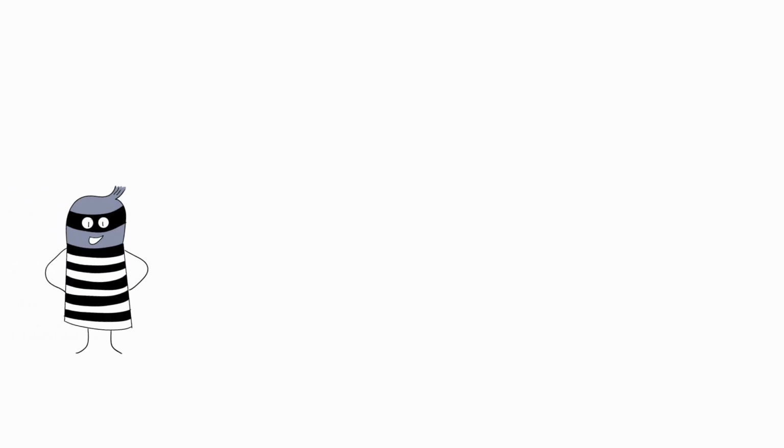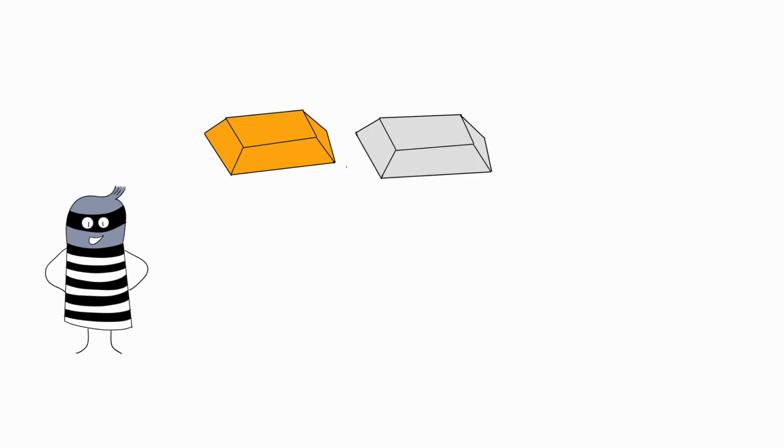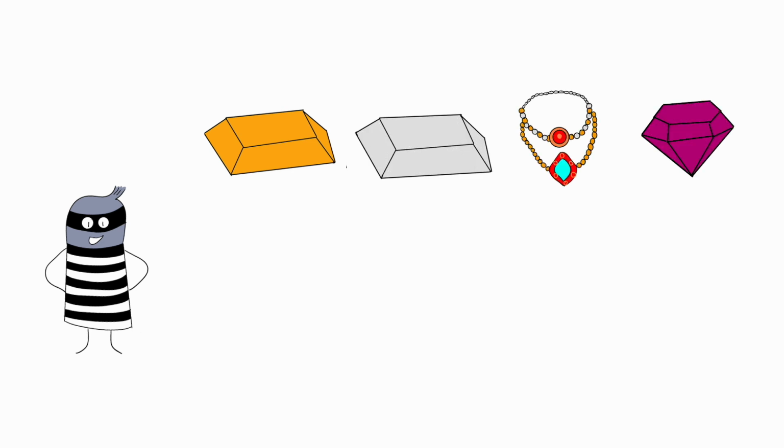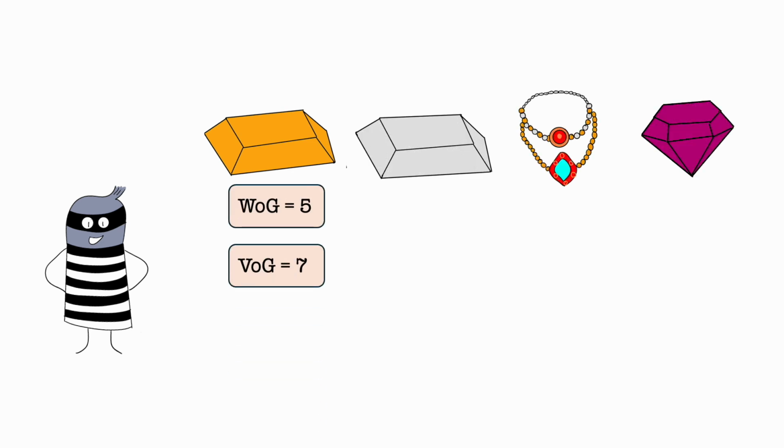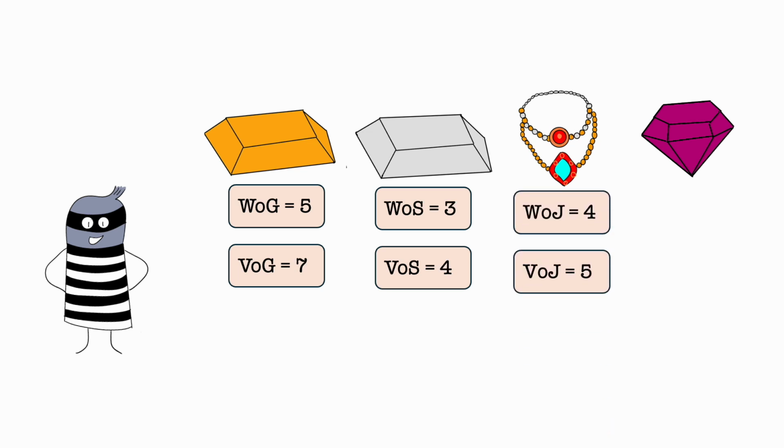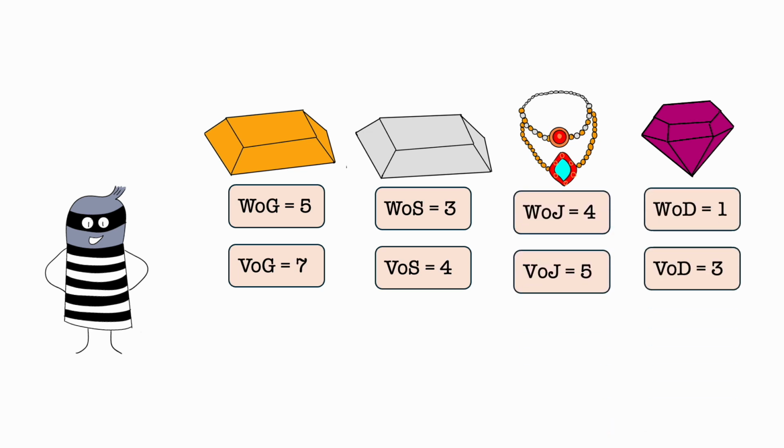Let's say there were four valuable items: a gold bar, a silver bar, jewelry, and a diamond. Weight of the gold bar is 5 units and the value is 7. Weight of the silver bar is 3 units and the value is 4. Weight of the jewelry is 4 units and the value is 5. Weight of the diamond is 1 unit and the value is 3.